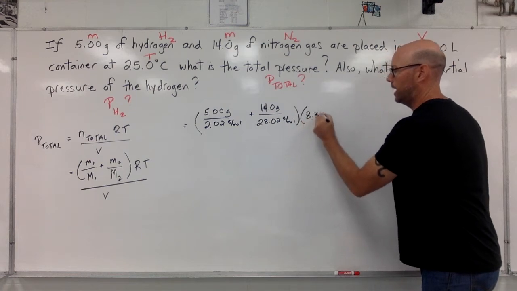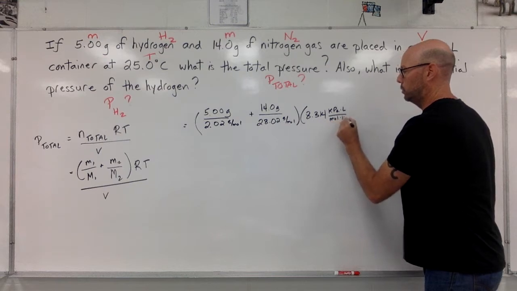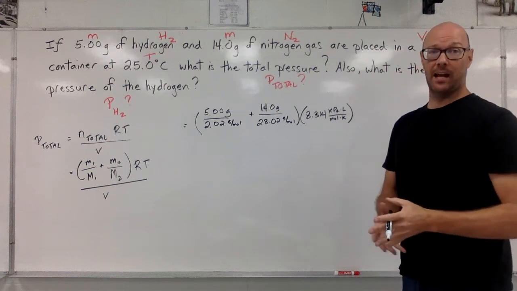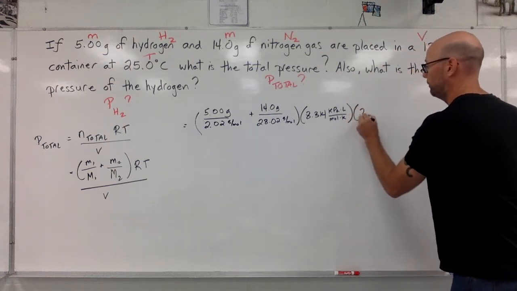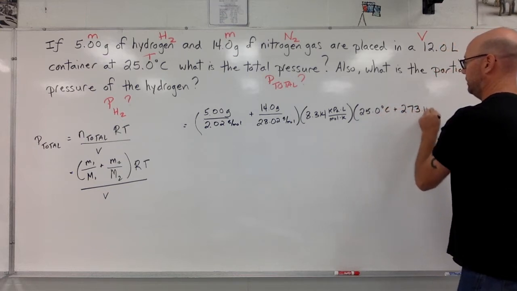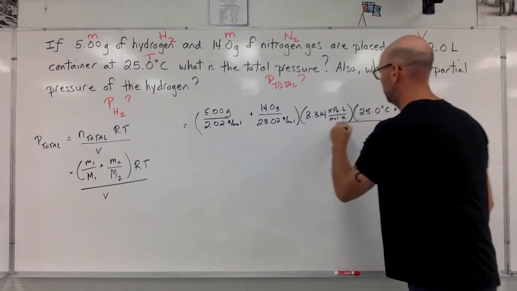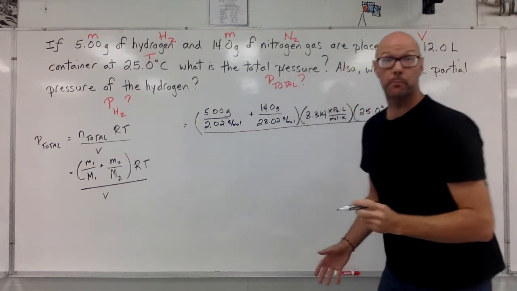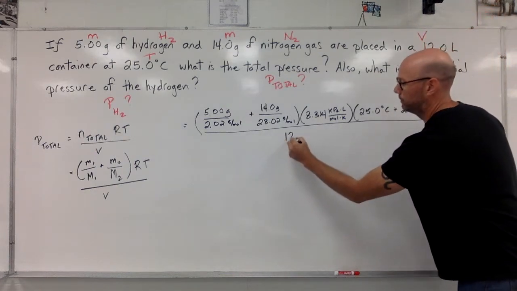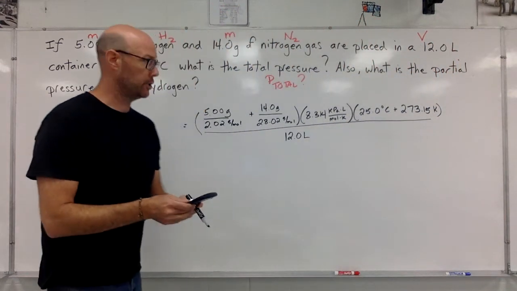We're going to take that and multiply by R and then T. R, the ideal gas constant, 8.314 kilopascal liters per mole Kelvin. And the temperature converted into Kelvin is 25.0 degrees Celsius plus 273.15. This is all of it, pretty big, all divided by the volume, 12 liters. Lots of buttons to push for our calculation.